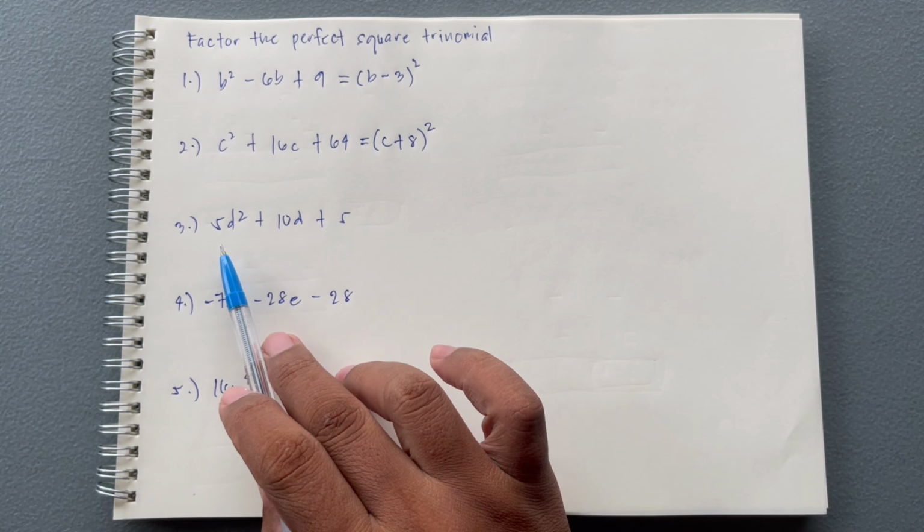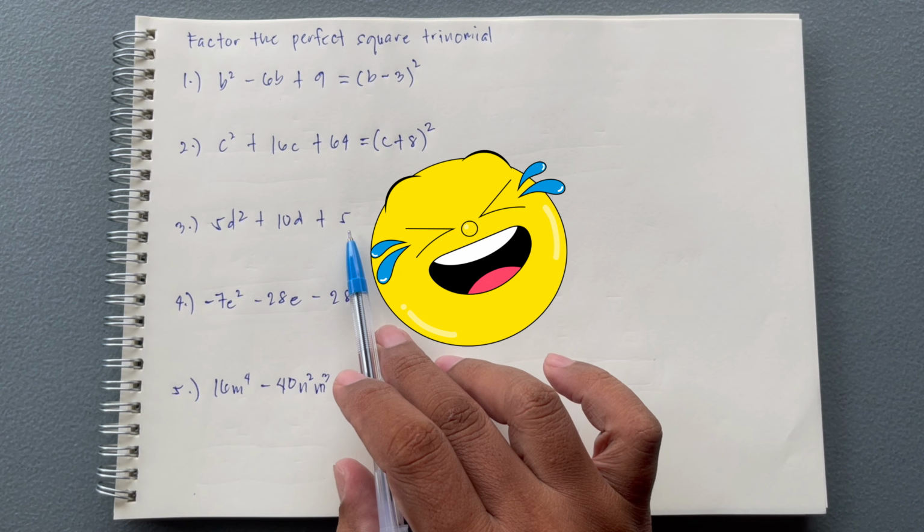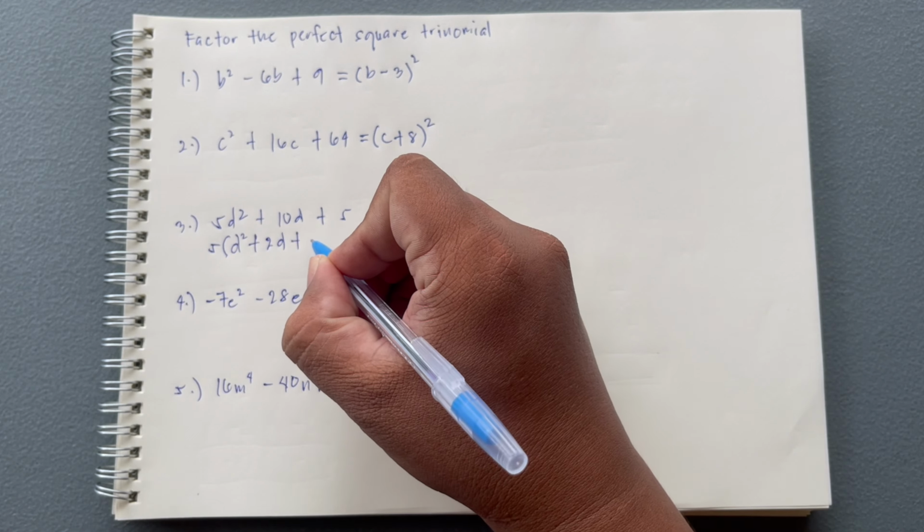Number 3, we have 5d squared plus 10d plus 5. Since 5 is not a perfect square, the first term and the last term are not perfect squares, but the middle term is 10. So first, we can factor this by the common factor of 5. So they have 5 in common. So this will become d squared plus 10 divided by 5 is 2d, plus 5 divided by 5 is 1.